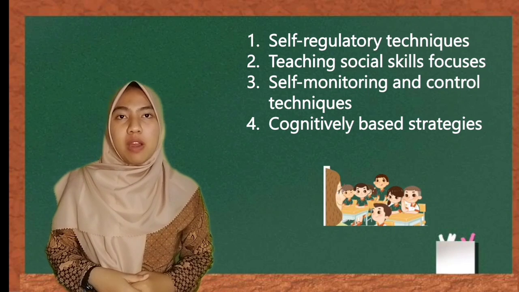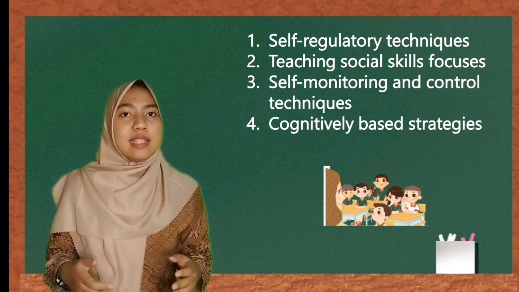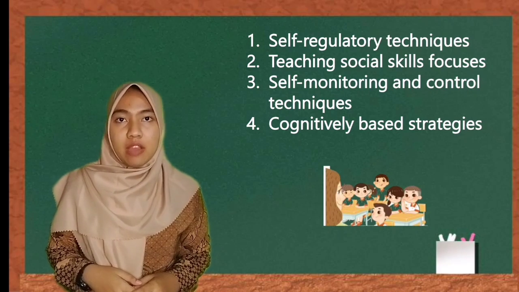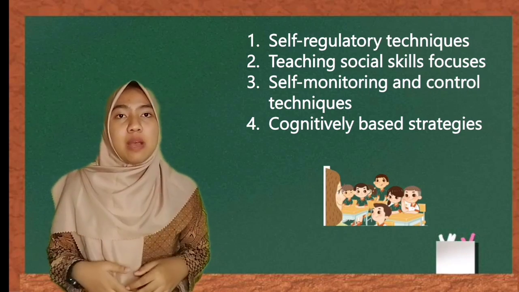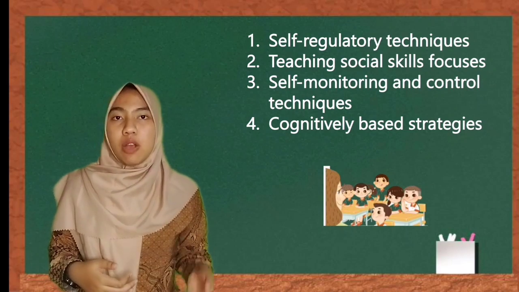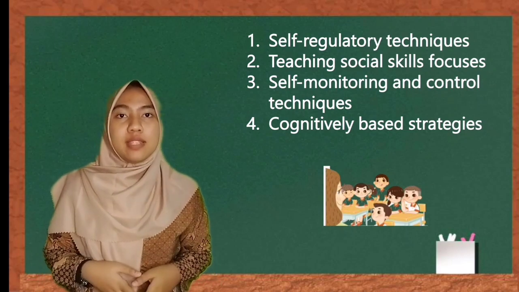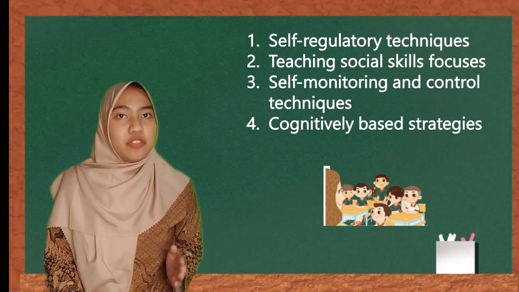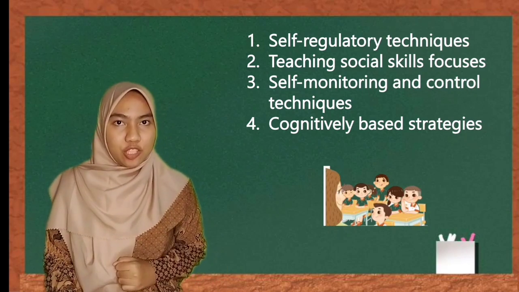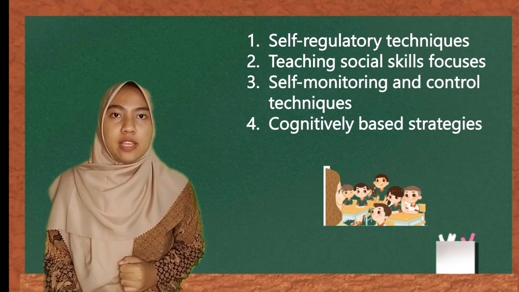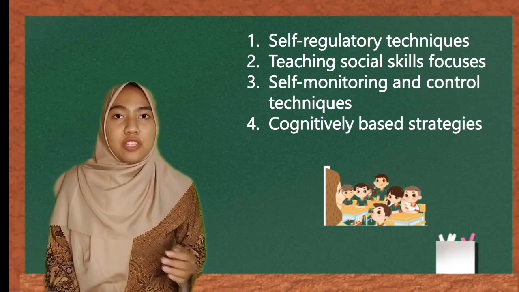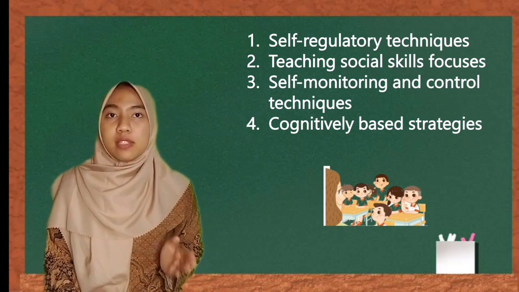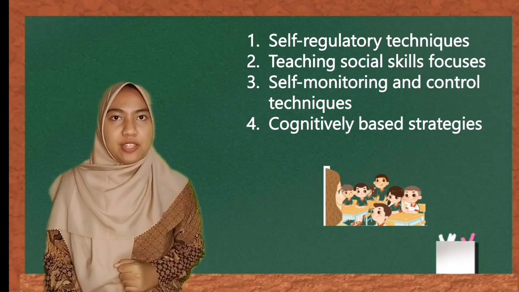The third is self-monitoring and control techniques. These are techniques in which students are taught to observe their own behavior, record it in some way, compare it to some predetermined criterion, and then acknowledge and reward their own success. The last is cognitively based strategies. This strategy involves examining one's thoughts as expressed in inner dialogue and considering the consequences of actions that are being considered, along with alternative actions, and then selecting the most effective and positive course of action.